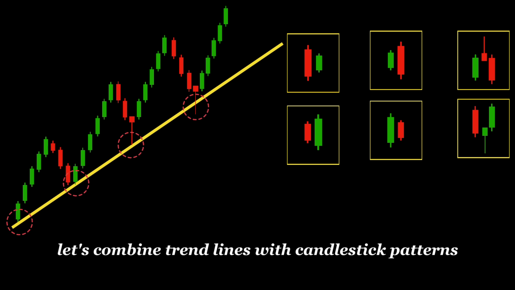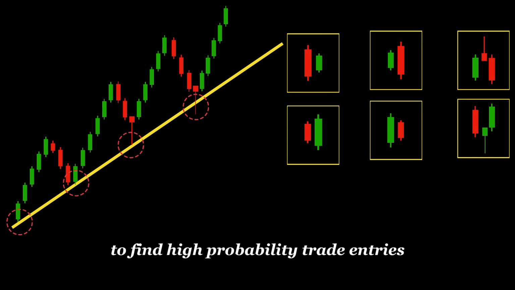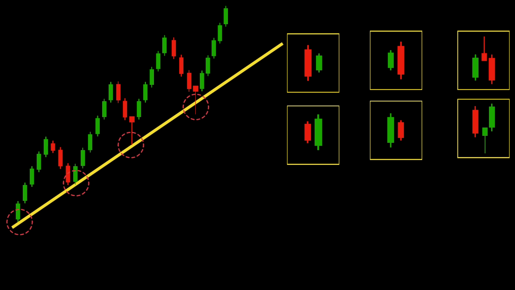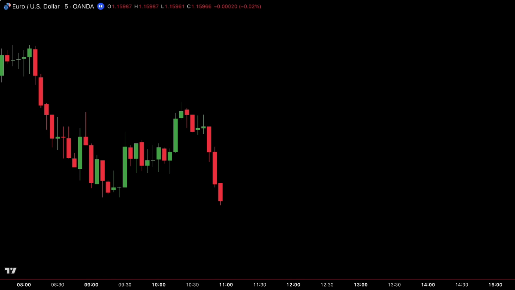precise line. Now, let's combine trend lines with candlestick patterns to find high probability trade entries. Look at this chart example. This is the Euro-US dollar on the 5-minute time frame. As you can see, the market starts moving downward, showing that sellers are currently in control. In this type of market, traders often look for potential selling opportunities.